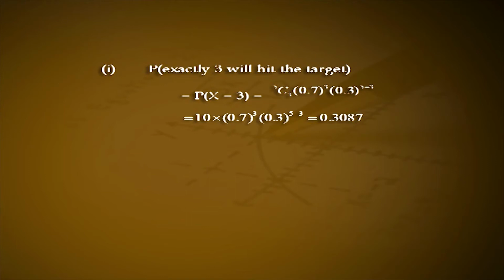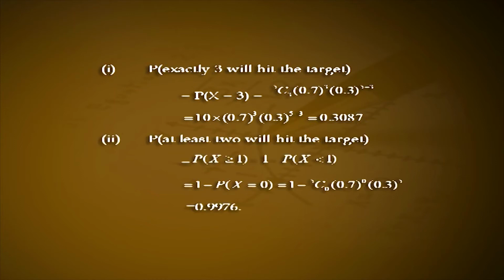Probability of exactly 3 bombs will hit the target equal to P(x = 3), that is 5C3 × 0.7³ × 0.3^(5−3), that is equal to 10 × 0.7³ × 0.3^(5−3), that is 0.3087.